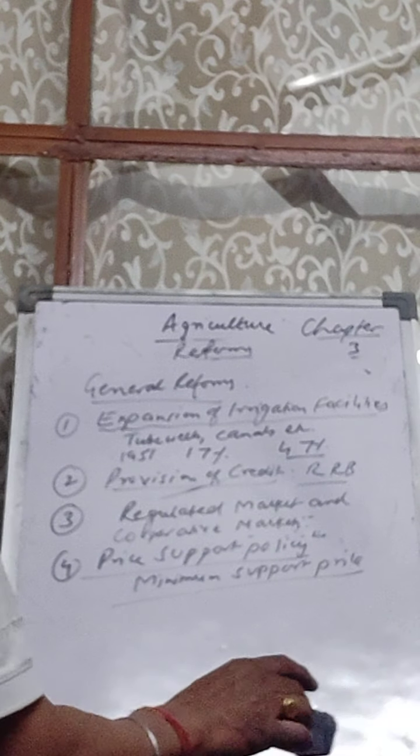Minimum support price means that at least they must get the price equal to their money spent on production of that food grain. And when the farmers get minimum support price for their produce, then they will be encouraged to produce more in the next season. So students, these were the 4 reforms under general which we have to study.